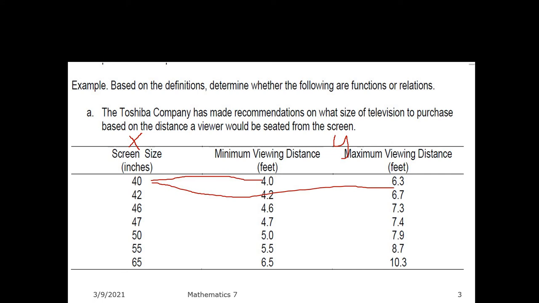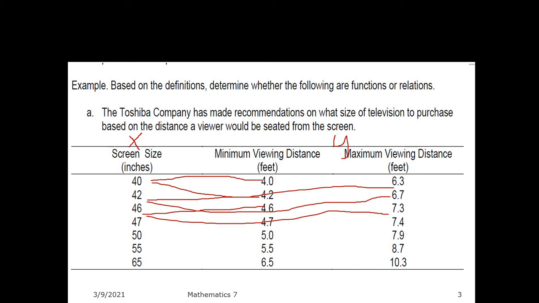If your size is getting bigger, for a 42 inch television, you must be at least 4.2 feet minimum distance, and the maximum distance is 6.7. If your television set is 46 inches, then you must be at least 4.6 up to 7.3. If we go back to our instruction, we are asked to determine whether we have a function or a relation.